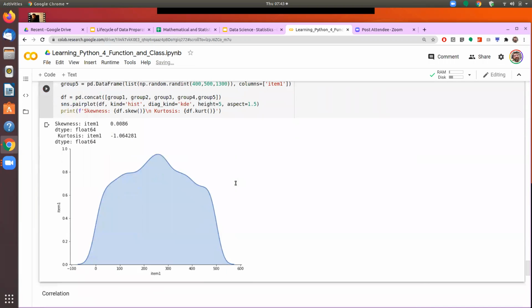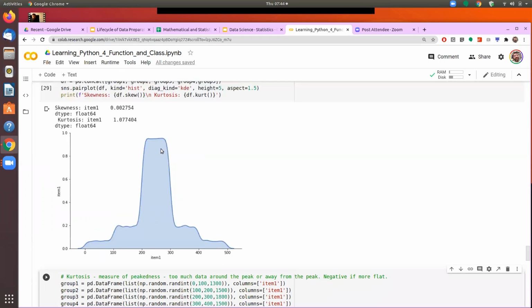which may look like this. So if you see here, it does not have a very sharp peak like this, and it has thick tails. So for this kind of data set, the kurtosis would be negative. Here you can see that the kurtosis value is -1. It means that this is a very flat kind of data set.